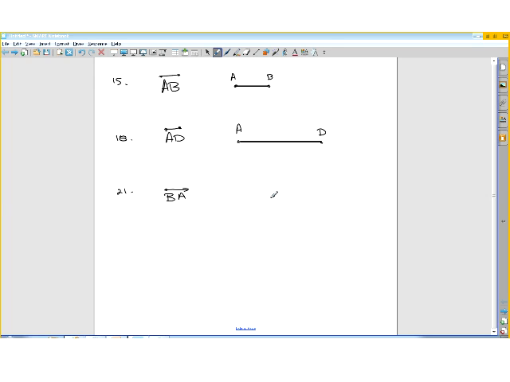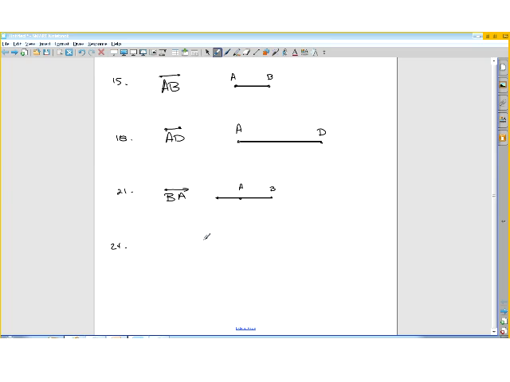So where is B? B is right here, approximately. Well, we got another here, BA. So this is B, this is A. So the ray starts at B and goes through A and keeps going. So that's how that works.